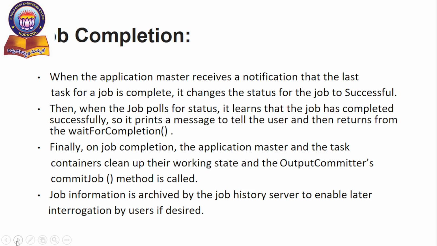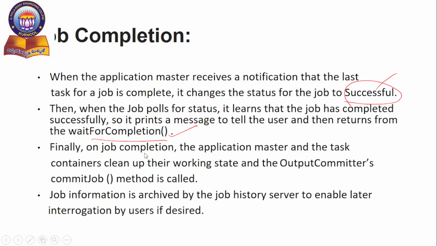Now, job completion. When the application master receives a notification that the last task for a job is complete, it changes the status for the job to successful. So once everything has been executed, it moves into the successful stage. Then when the job polls for status, it learns that the job has completed successfully. So it prints a message to tell the user and then returns from the wait for completion. So the wait for completion status tells us that the job has been run successfully.